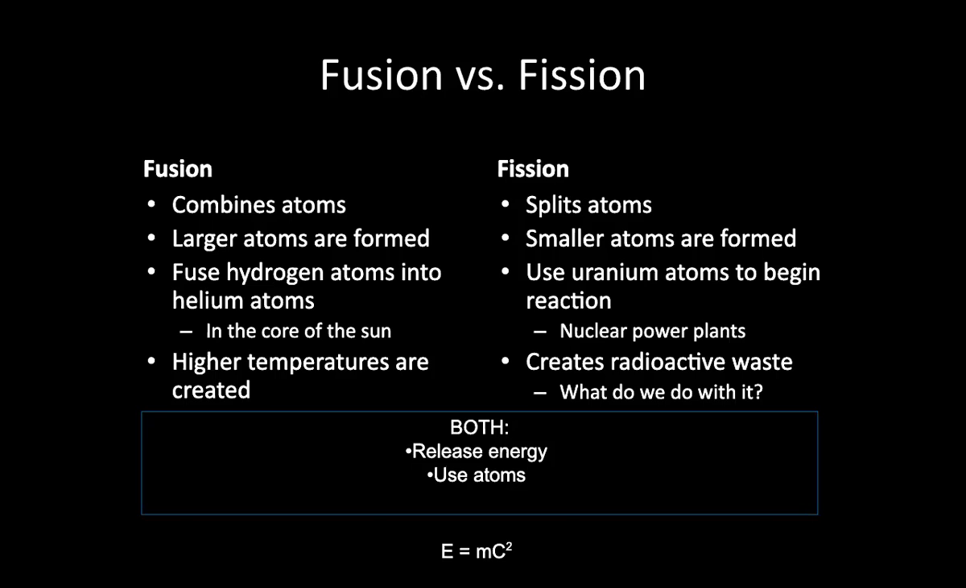Something else about fusion that we need to know. This fuses hydrogen atoms into helium atoms. So this is what is actually in the core of the sun. And where would we find the core of the sun? In the middle, right? Think the core of an apple. Where do you find the core of an apple? In the middle, okay? Whereas in fission, we use uranium atoms to begin a reaction, okay? So an example of this is a nuclear power plant. Have we all heard of a nuclear power plant? Okay? Fusion, also higher temperatures are created, and in fission, this creates radioactive waste. Does anybody know what we do with radioactive waste?